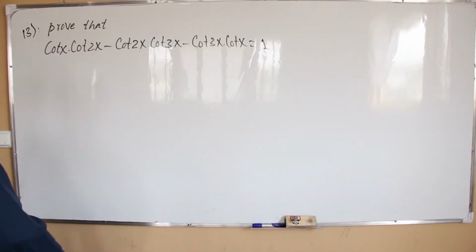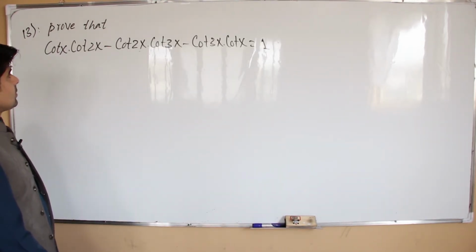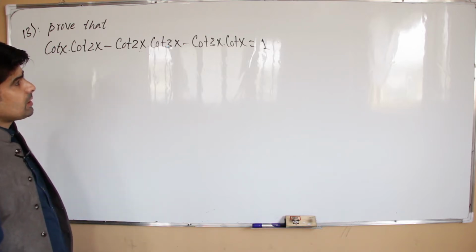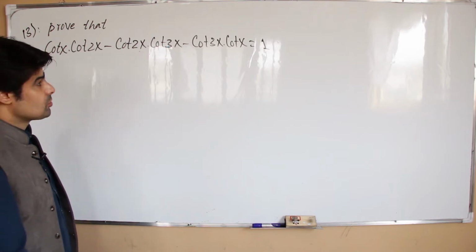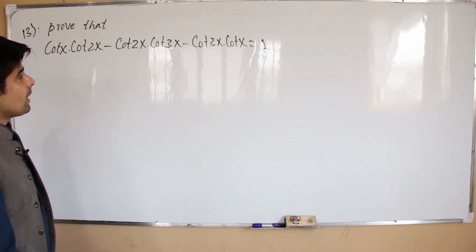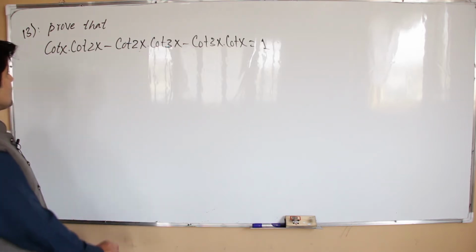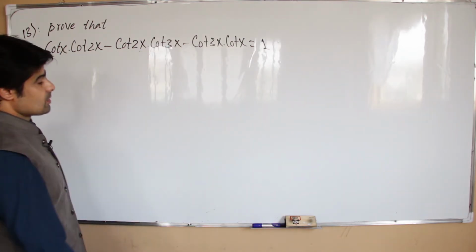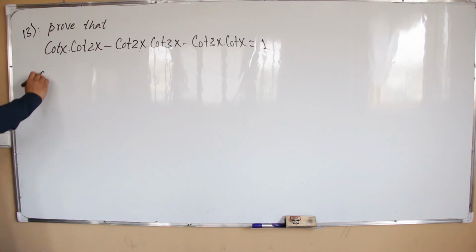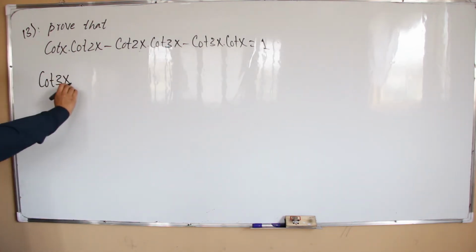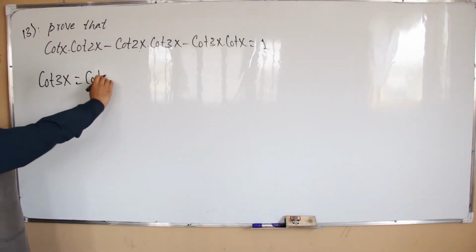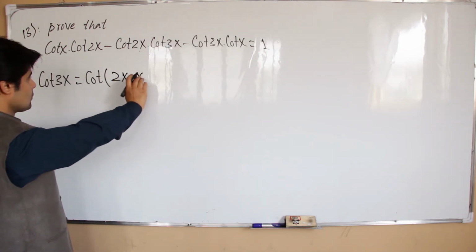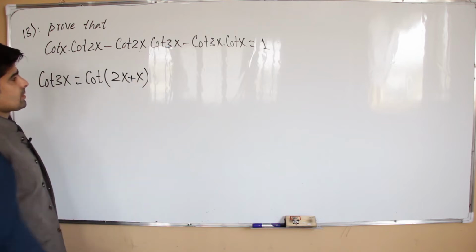Question number 13. Prove that cotangent x times cotangent 2x minus cotangent 2x multiplied with cotangent 3x minus cotangent 3x multiplied with cotangent x should be 1. Okay, in here what's the relation of the angles? We have x, 2x and 3x, and 3x is the summation of x and 2x. So I think that we can write, instead of cotangent 3x, cotangent of 2x plus x. Am I right?